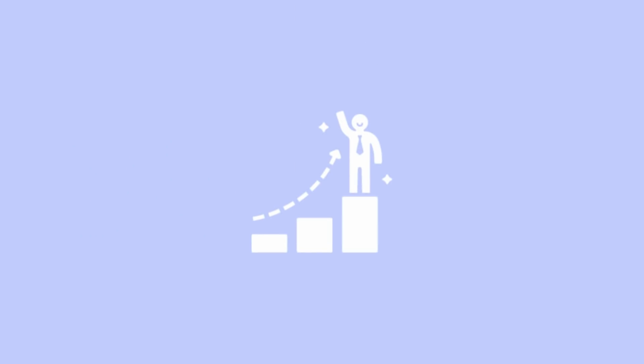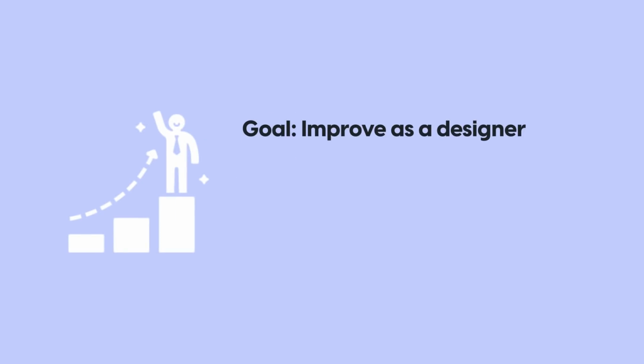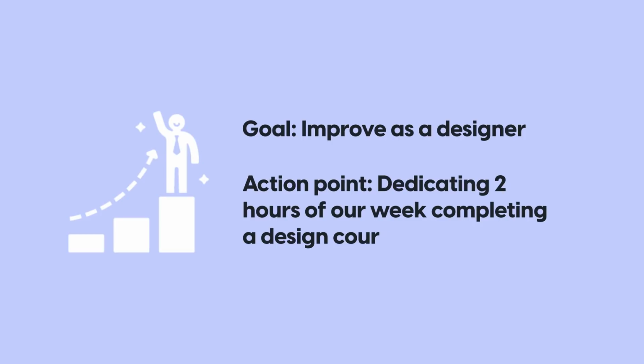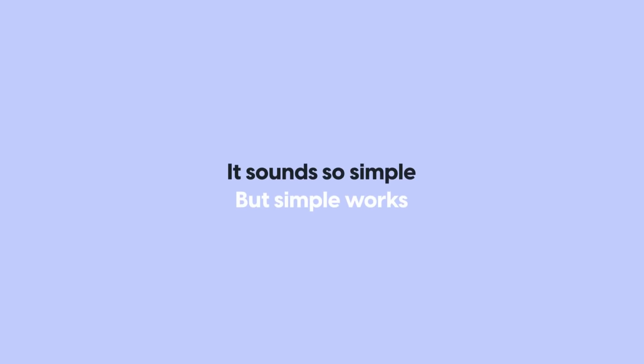After concluding what it is we want, the next step is to identify the actions that, if done, will help us achieve what we desire from each life area. Let's say in the career area, we stated we wanted to improve as a designer. An action point for this could be dedicating 2 hours a week completing a new design course. Having action points in place for each vision and goal makes achieving them really straightforward, because you know if you consistently complete those actions, you will get whatever you desire. It sounds so simple, but simple works.